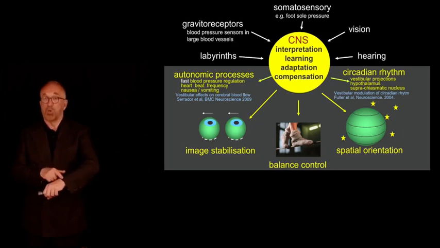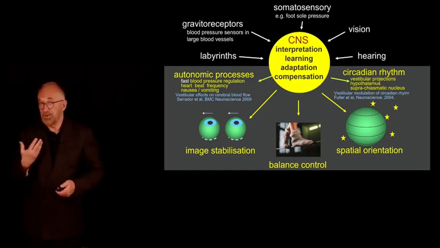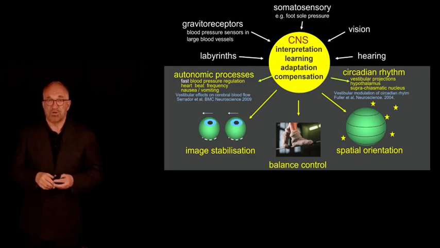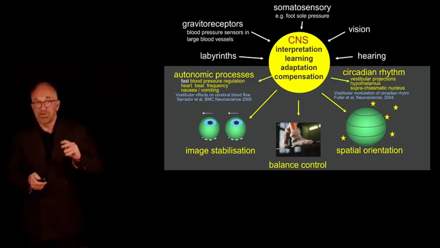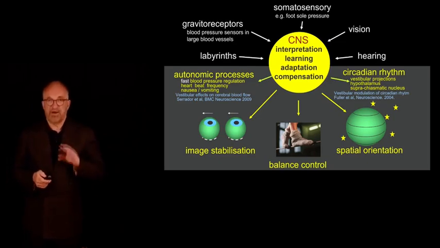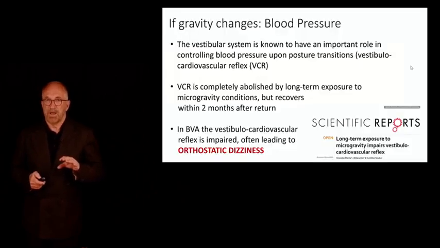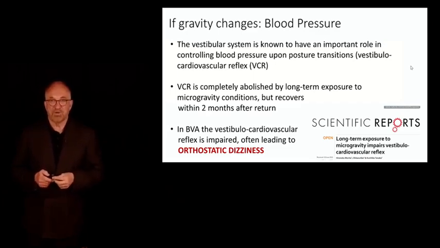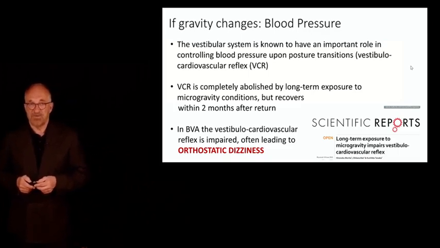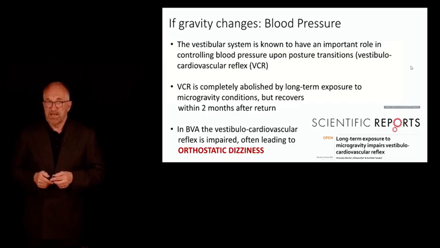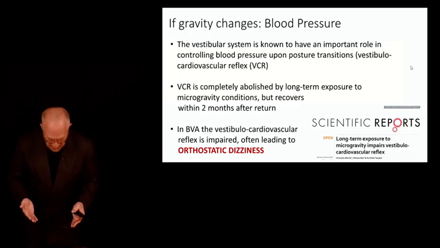Nowadays we all wear these watches to indicate how active you are. Well, this activity sensor is also your labyrinth, programming your biological clock. On top of that, we know that a part of the blood pressure regulation, especially to the brain, is controlled by the vestibular system. Here you can see a publication already many years ago. It was discovered already in 1964 from space research that the vestibular system has an important role in controlling blood pressure upon postural transitions.